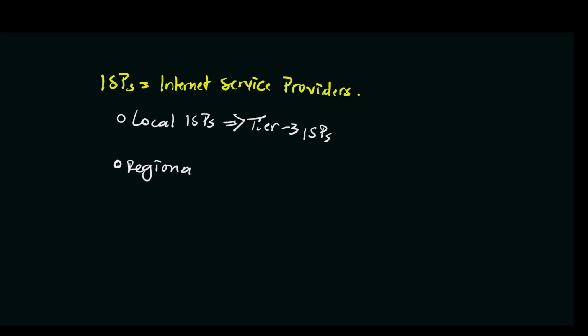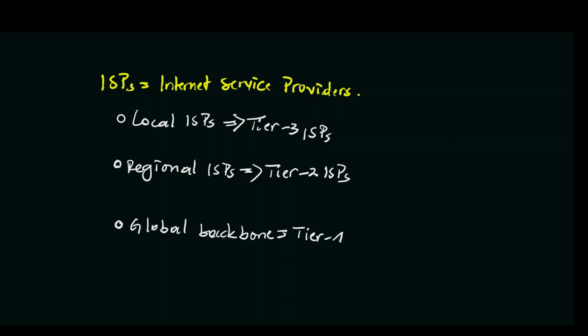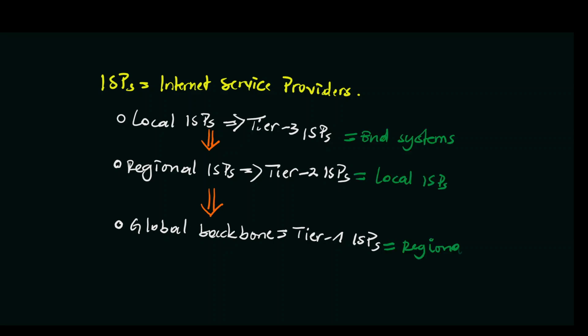Then that local ISP is also connected with other ISPs in the same region by a regional ISP, which is also called a Tier 2 ISP. Finally, all the regional ISPs are connected by the global backbone, which is known as Tier 1 ISPs. Those Tier 1 ISPs are connected to each other among themselves. Nothing is above them. We will see some deeper details on ISPs in other courses as well. That's how ISPs help the internet to be as we know it today.